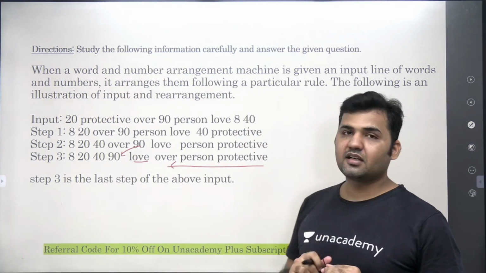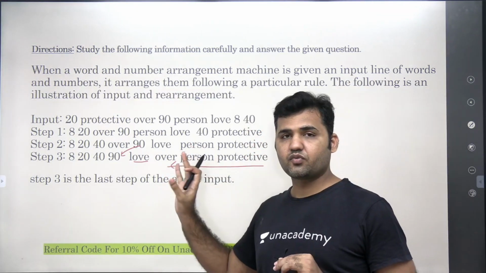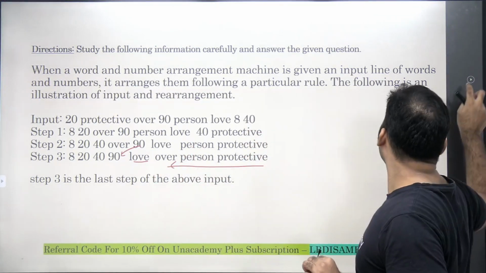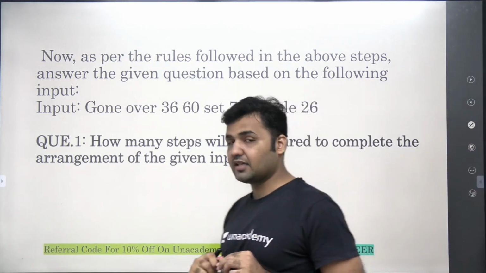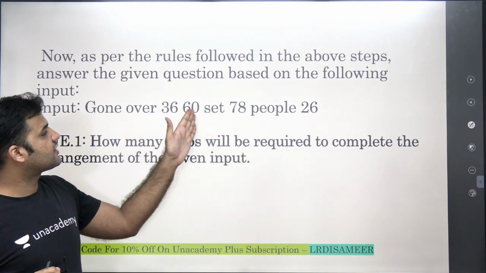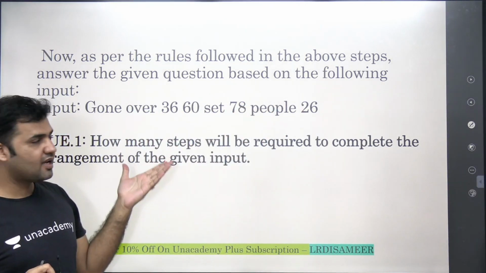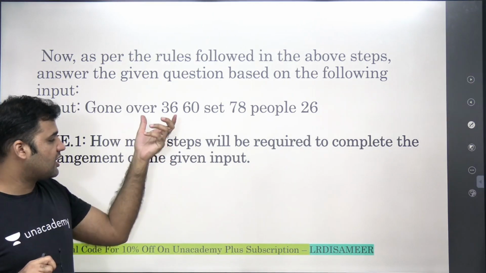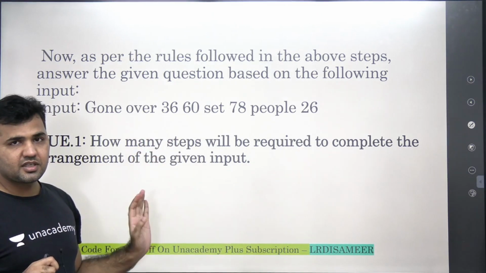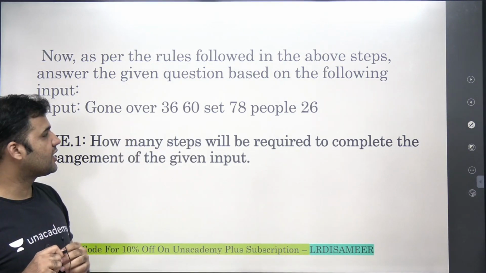Now let's learn how to do the ranking in these type of sets where two elements are moving at the same time. Here is the input: gone, over, 36, 60, set, 78, people, 26. And we are supposed to do the ranking and answer the question. Again, if I start writing all the steps, it might take a lot of time. But with the ranking method, you'll get your answer very quickly, right?